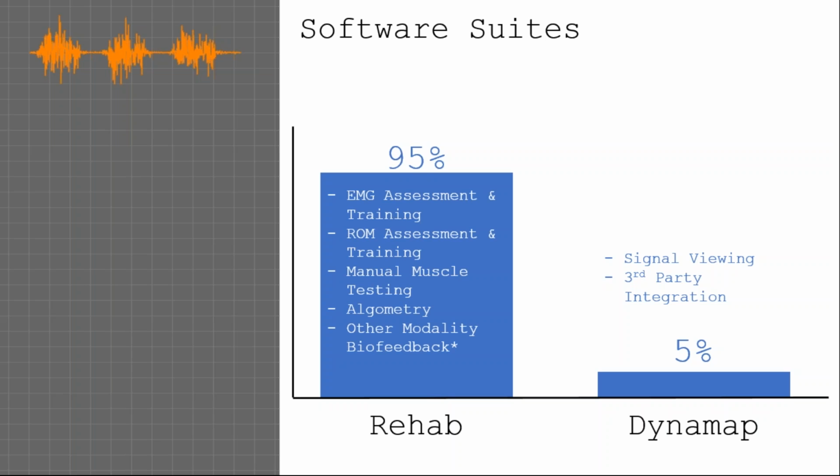In the rehab suite, we have something that's much more structured. We can do range of motion assessment and training. We have EMG assessment and training. We integrated objective data into manual muscle testing. We've done algometry, so pain testing, how much pressure that particular area can tolerate. And then we've also integrated some other traditional biofeedback methods: skin conductance, respiration, heart rate, those types of things.